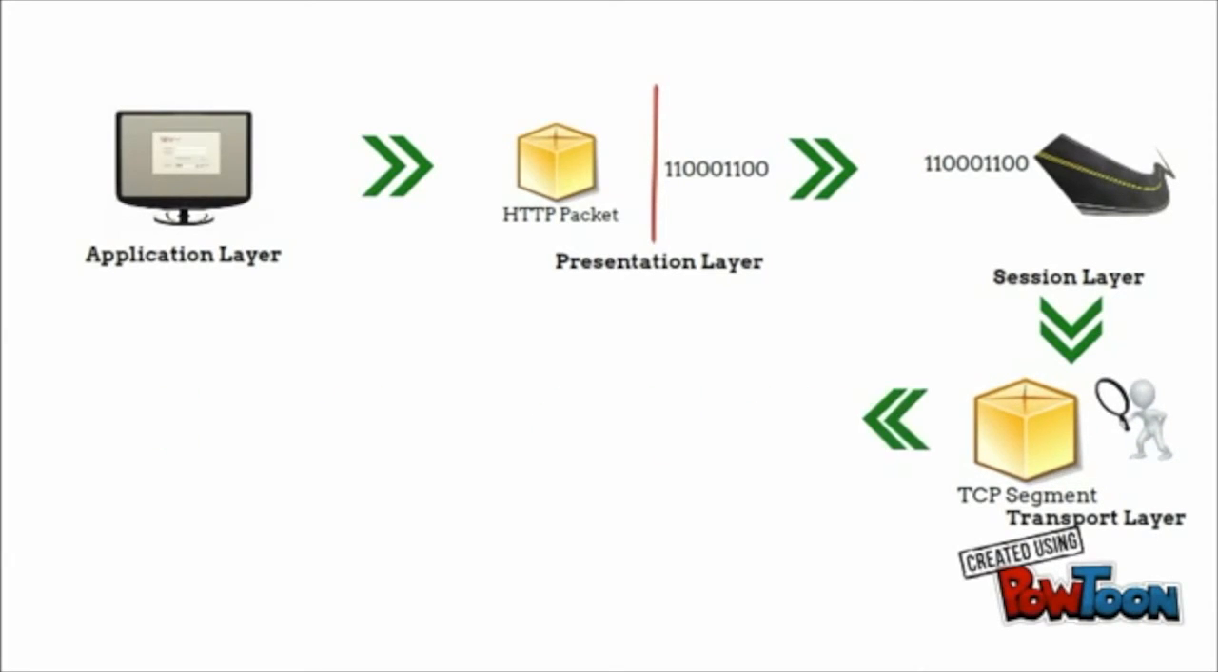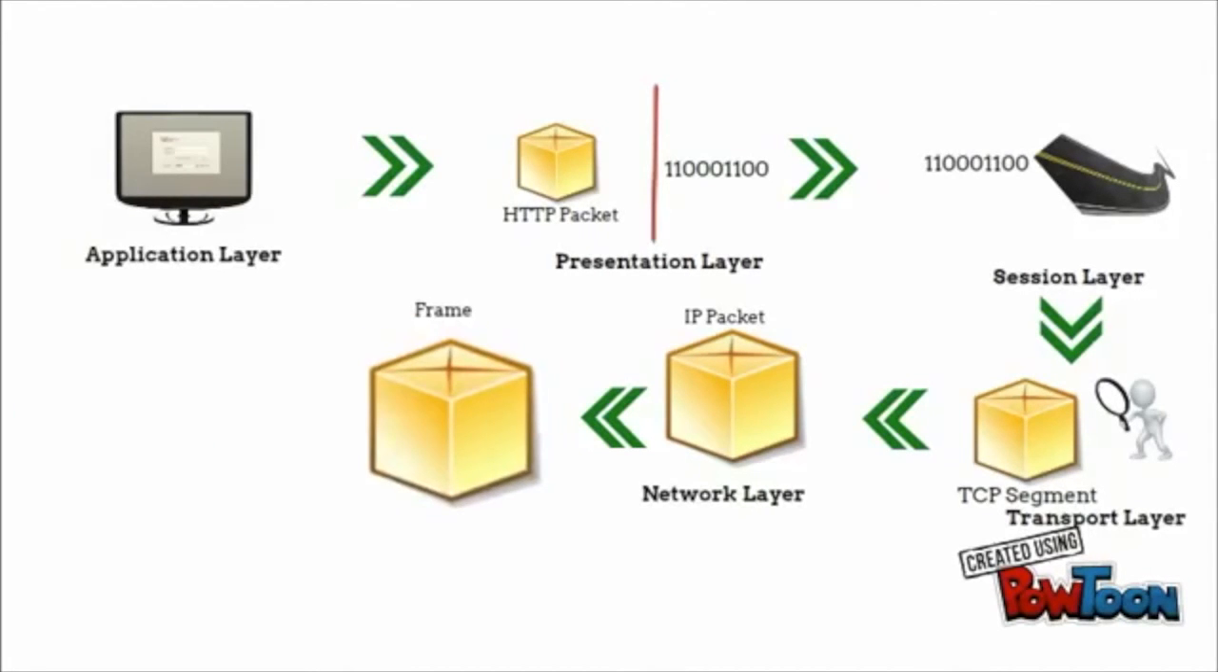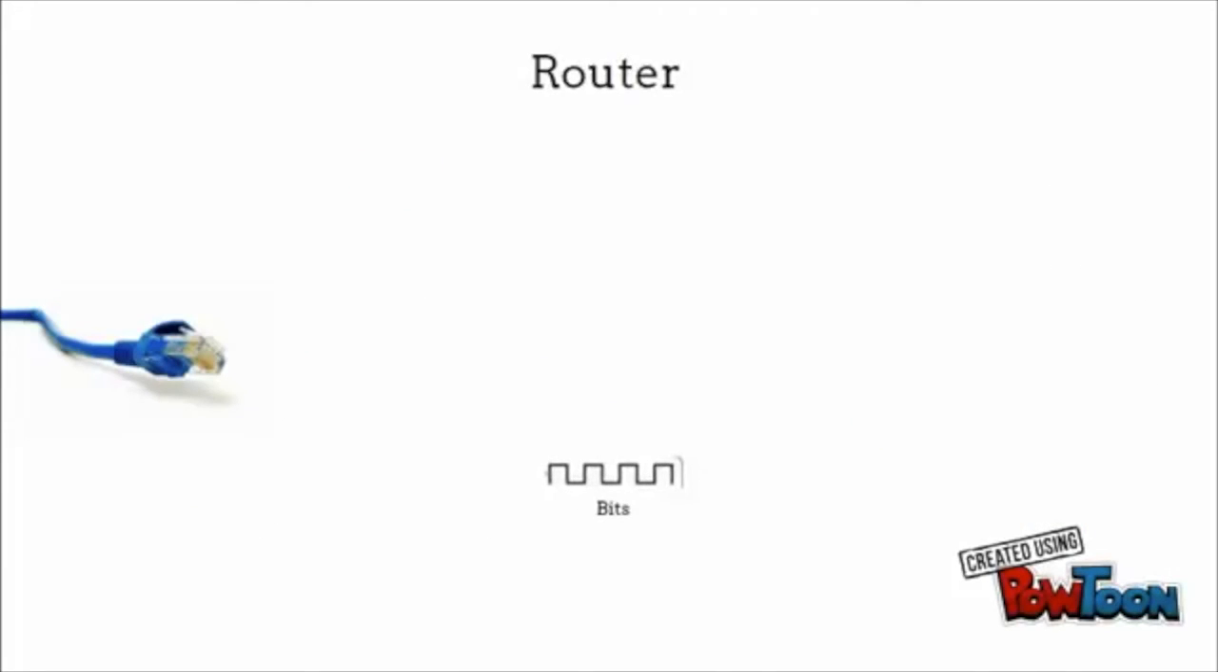The TCP segment then goes to the network layer, which adds an IP address to it and finds the shortest path to the destination. This IP packet gets converted into a frame in the data link layer, and in the physical layer, it is chopped into bits and transmitted across the Ethernet cable. These bits go to the router in your house.